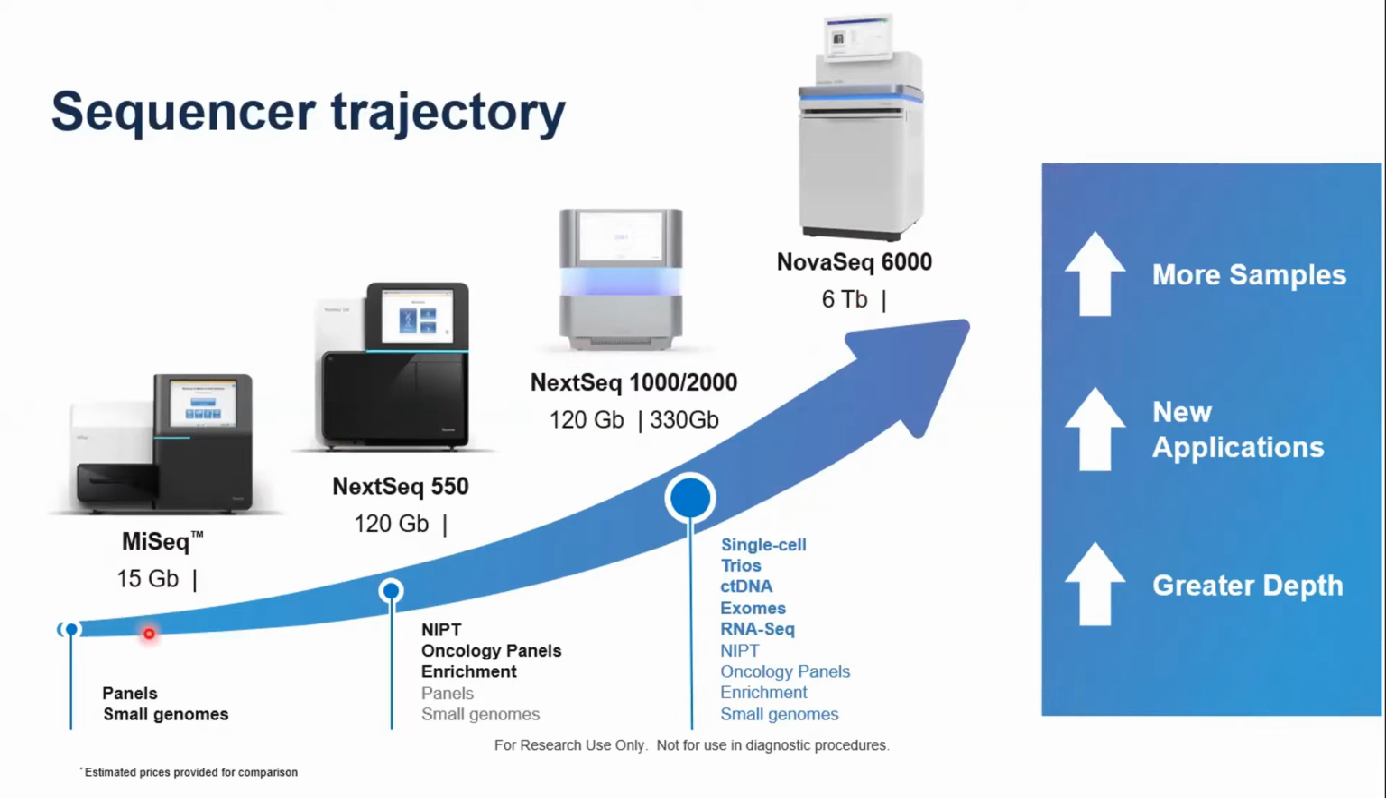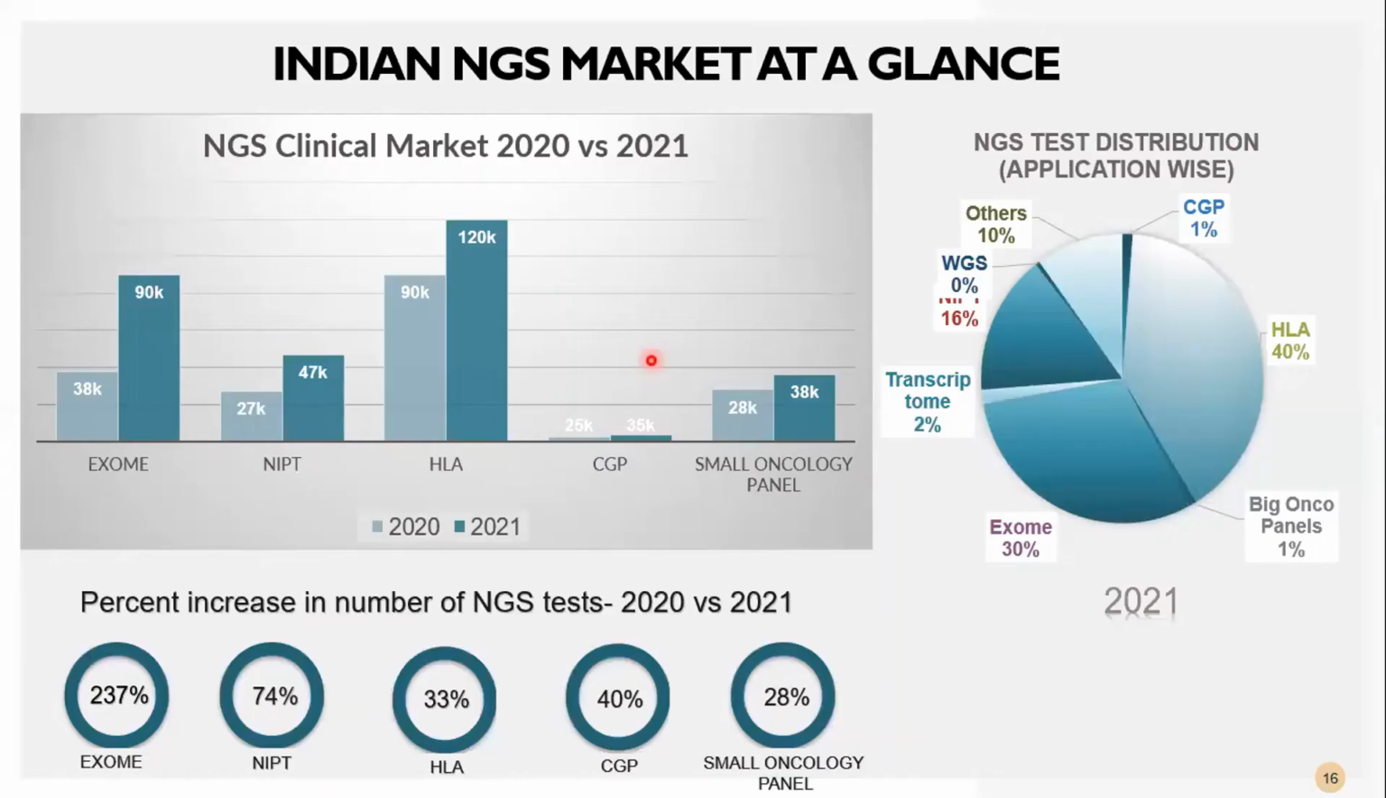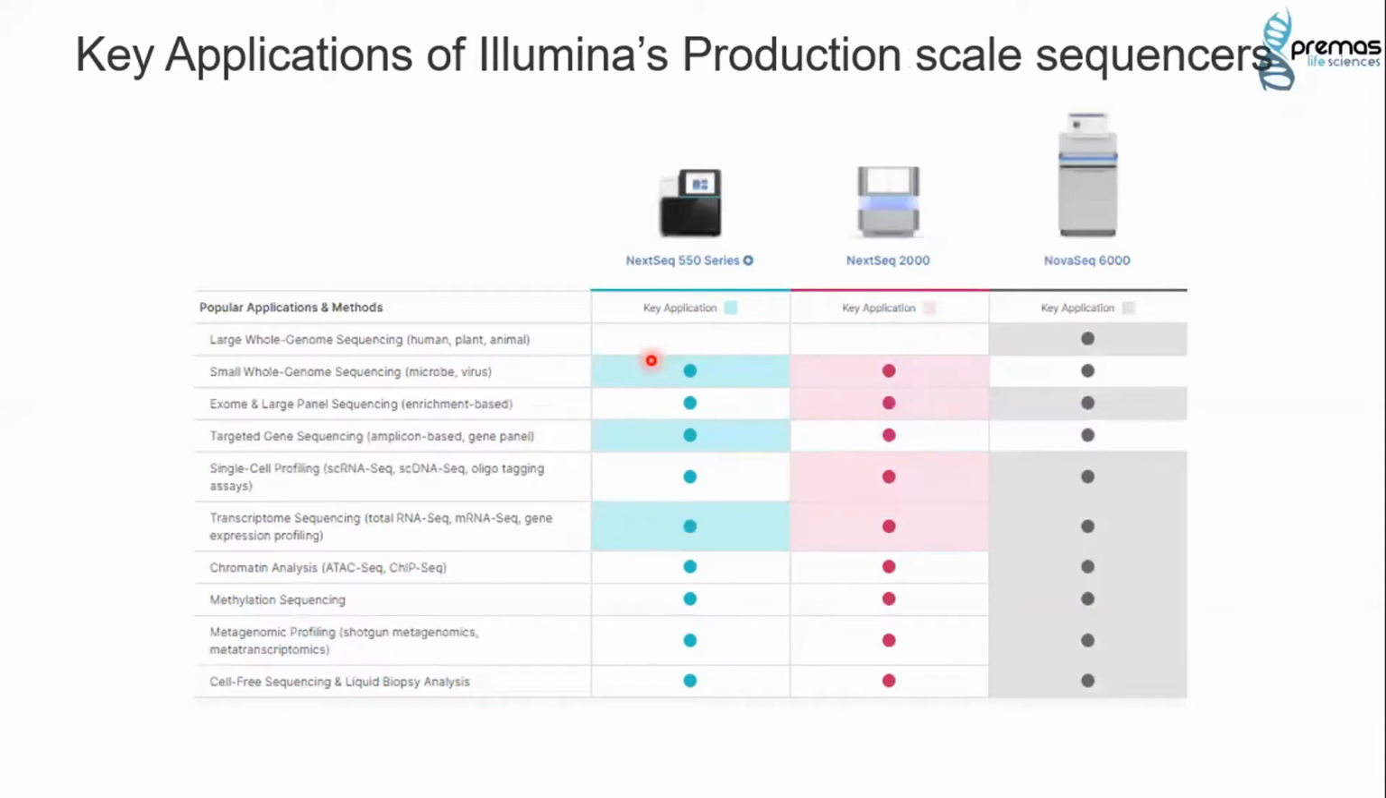So as you know, when you see this slide, you can do smaller panels, smaller genomes, and smaller platforms. When you go up, you can do even bigger applications like exome, NIPT, or human whole genome sequencing, or single cell genomics applications. This is one thing which is on Illumina's website. It shows what the popular applications are and the different platforms you can utilize for all these applications. This is not very pertinent to today's discussion.